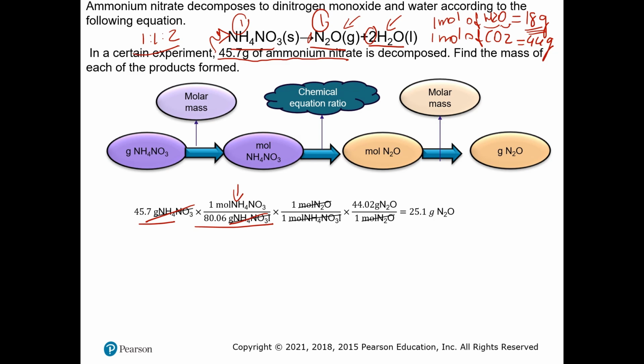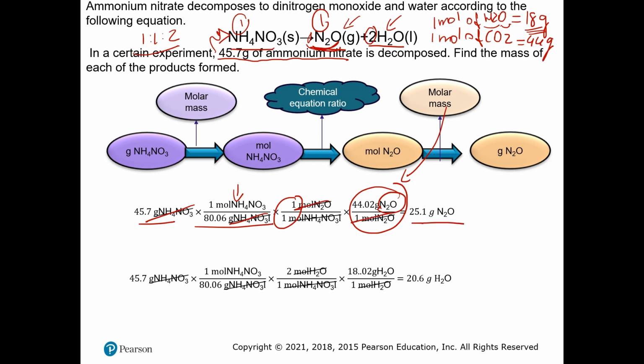And this is the mole ratio: 1 mole of dinitrogen monoxide will be produced if you have 1 mole of ammonium nitrate. And now I have the molar mass, right? This is the molar mass here for dinitrogen monoxide. So now I will cancel the moles, and we're going to have grams. And we're going to do the same thing, look at this, to find the mass of water.